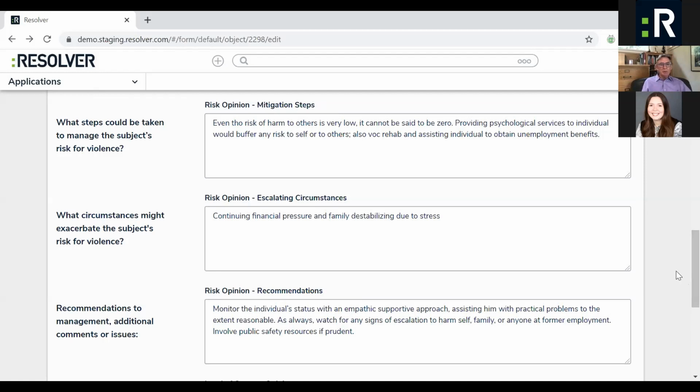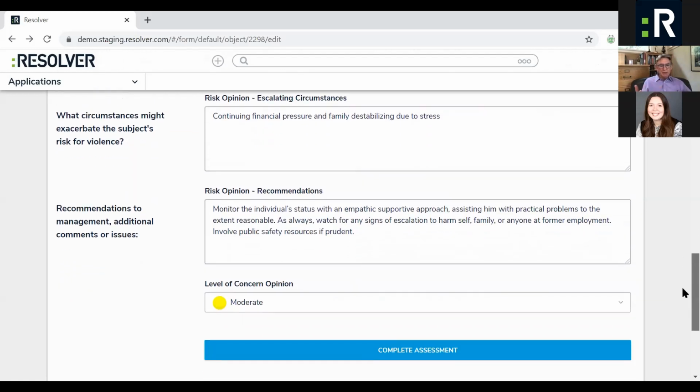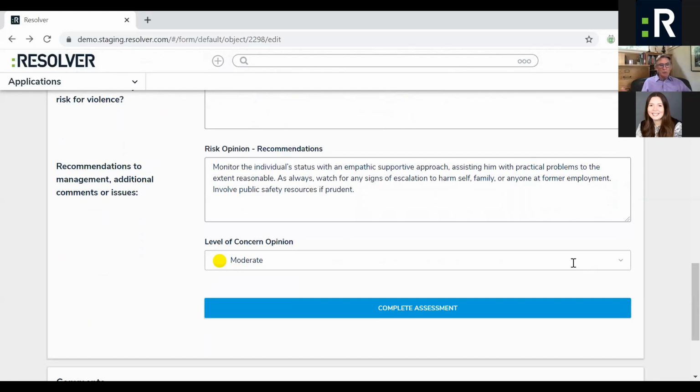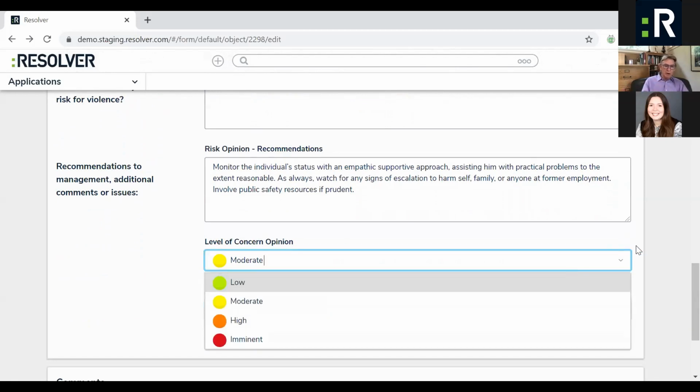And then opinions and recommendations all along the way, whether you're a professional evaluator like myself, or someone like yourselves who may be on in-house threat assessment teams. And then the level of concern at any particular point is entered also into this narrative.